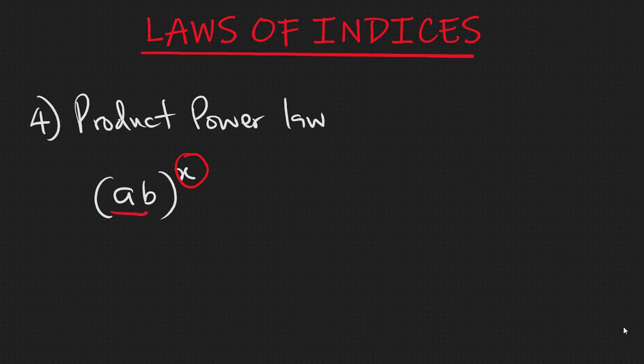Remember that any number that is on its own has an invisible 1 as its power. So this x will now multiply by the power of the numbers in this bracket, giving you something like a raised to power 1 times x, b raised to power 1 times x. Remember the third law, the power law, which says that what we have here can multiply by what is outside the bracket, giving you something like a raised to power x, b raised to power x.